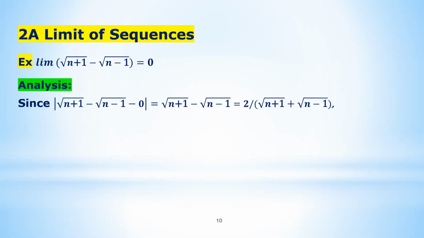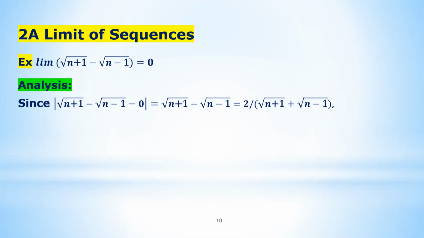And so again, we do some analysis. Okay, so we want this term minus the limit 0 to be less than epsilon. But we need to look at this difference first. So |square root of n plus 1 minus square root of n minus 1 minus 0|, putting the absolute value sign outside. Now this is precisely equal to square root of n plus 1 minus square root of n minus 1.